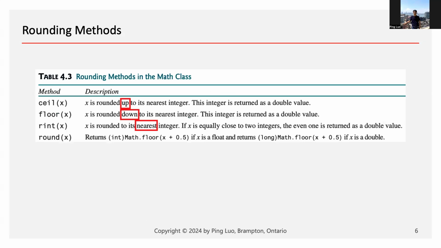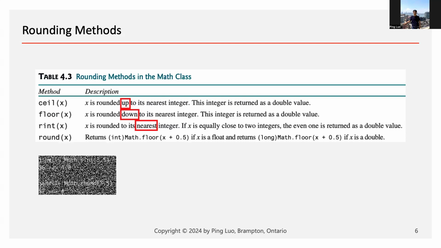And also these four methods are used to round a number. Actually, it's sometimes very confusing. In the midterm exam, you may have two questions about that. Let's see an example. Both Math.rint and Math.round convert a number to its nearest integer. But you can see rint actually gives you a double, but round gives you an integer. That's very confusing, but that's how Java is.